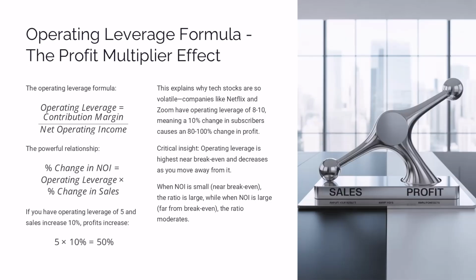Operating leverage was discovered accidentally by General Motors in the 1920s, when they noticed that small increases in car sales led to massive profit increases, and they used this insight to overtake Ford by accepting higher fixed costs for better factories, knowing that volume growth would amplify into profit explosion.